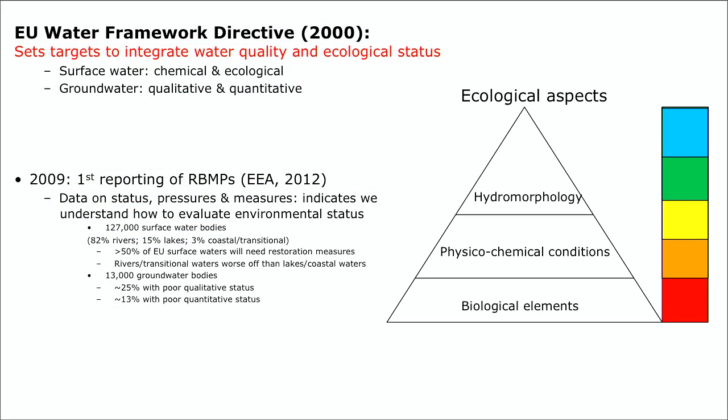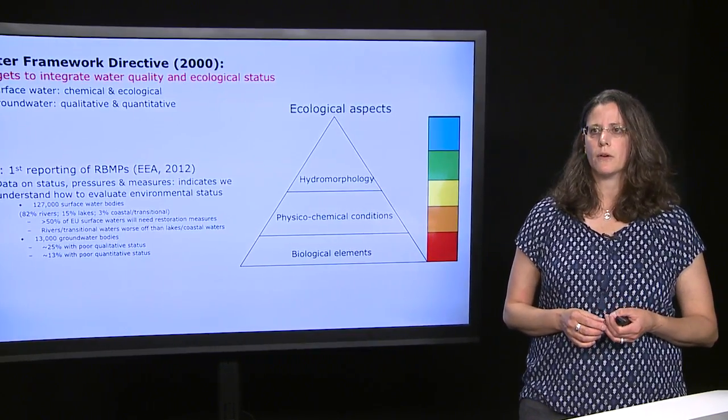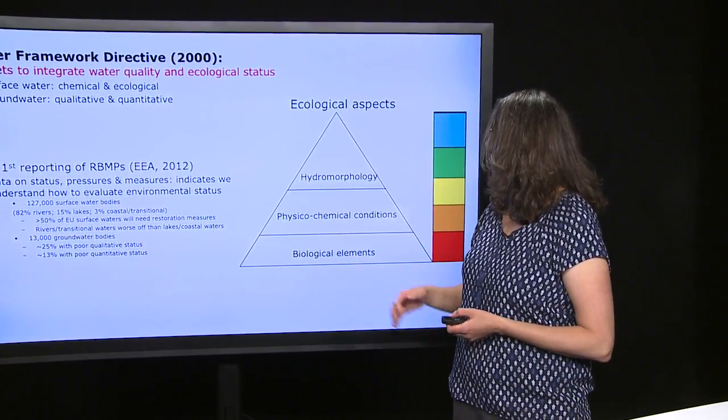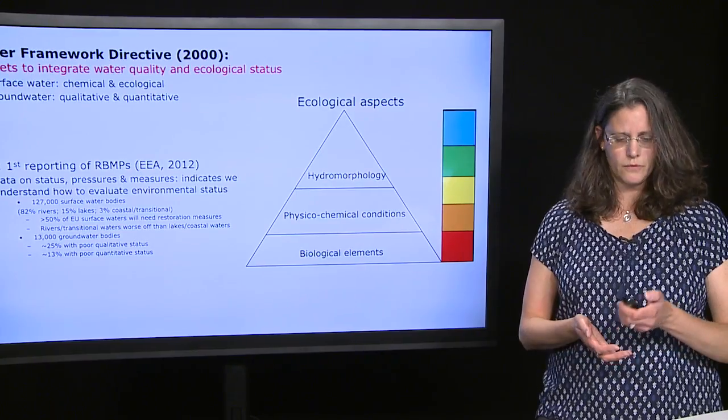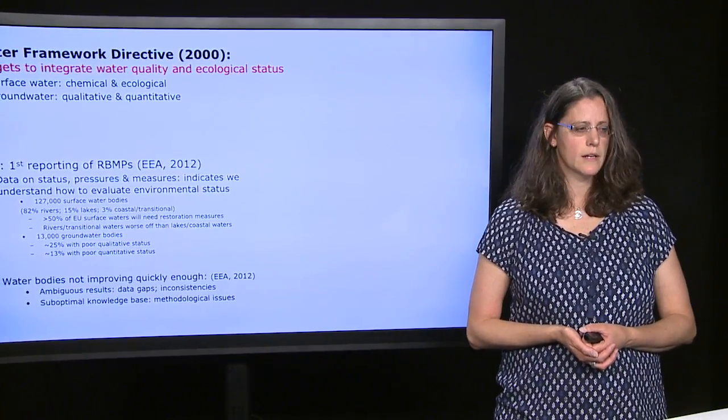If we take as an example how we evaluate ecological status, we identify three aspects. First, we look at the health of our biological elements, for example, fish and benthic macroinvertebrates. Then we look at the physicochemical conditions, and finally, the hydromorphology. However, water bodies are not improving quickly enough.